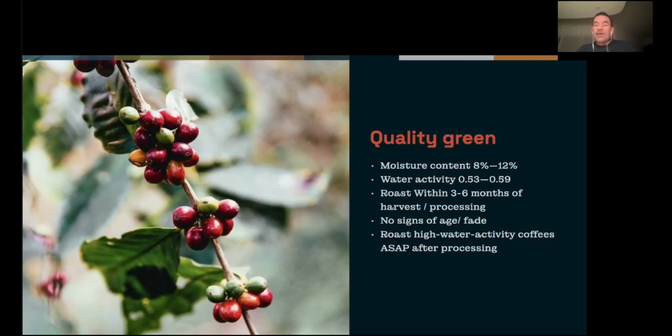It really helps to have a green moisture meter, both to check your green samples to make sure that the moisture isn't too high. If it's above 12%, that's generally a red flag, and while the coffee might taste good, it will probably age quite quickly.